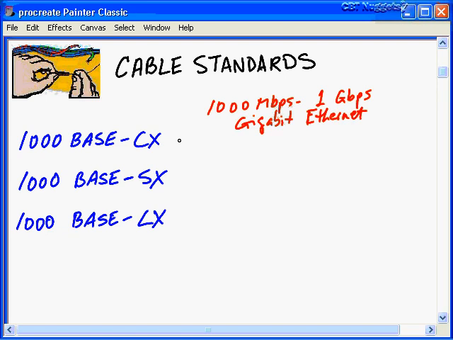The first one is 1,000 base CX. Again, 1,000 megabit per second Ethernet over 2 pairs of what's called 150 ohm STP, shielded twisted pair cable. I'll show you some cables here in a minute. Then next you've got 1,000 base SX. This is 1,000 megabit per second baseband transmission Ethernet over 2 multi-mode optical fibers, fiber optic cable that's using what's called shortwave laser.